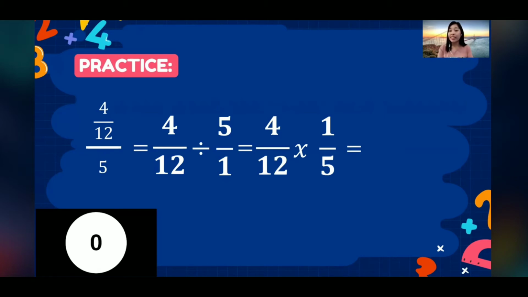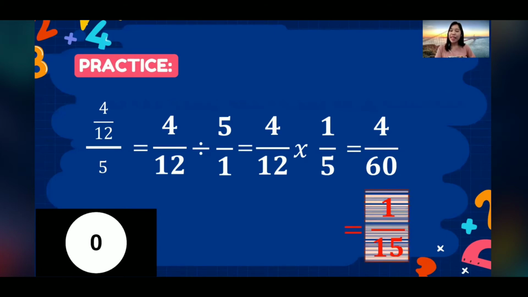4 times 1, 4. How about 12 times 5? 60. Amazing. So 4/60. Are we done? Not yet. We will simplify this one still. So 4 and 60 can be divided by what? 2? 4. And 4 divided by 4, 1. 60 divided by 4, 15. Meaning 1/15 is our final answer.